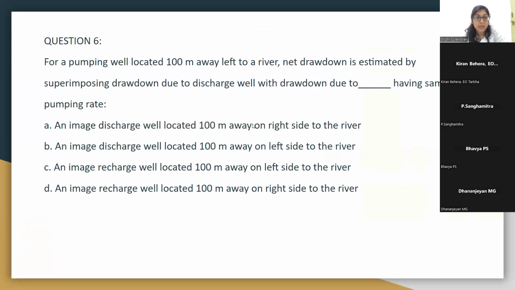Moving on to the sixth question. For a pumping well located 100 meters left to a river. So a well is there, there is a river, and there's a pumping well located 100 meters left to the river. What is the net drawdown estimated by superimposing drawdown due to the discharge well with drawdown due to an image well that has the same pumping rate?